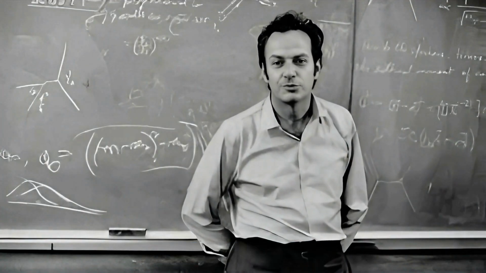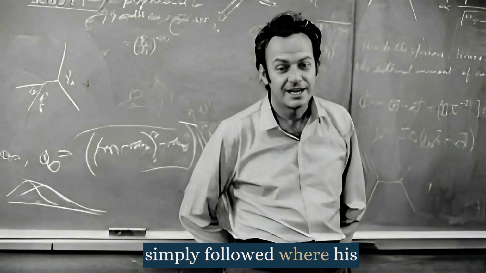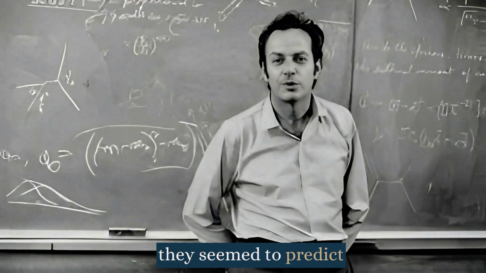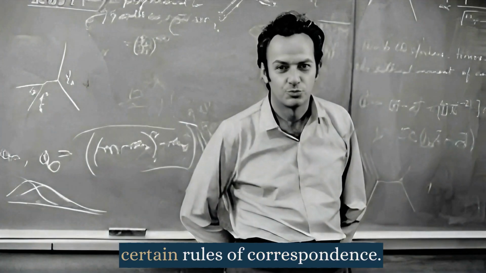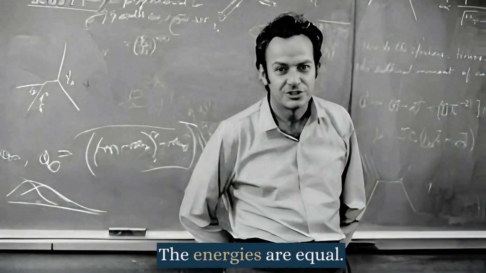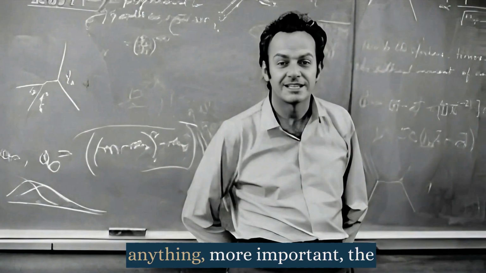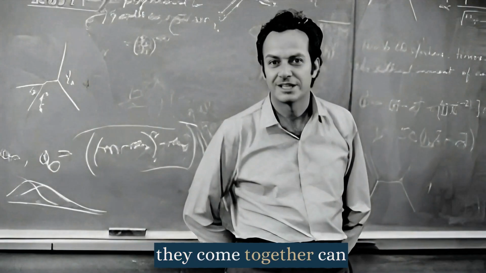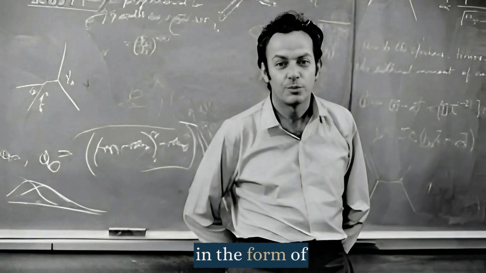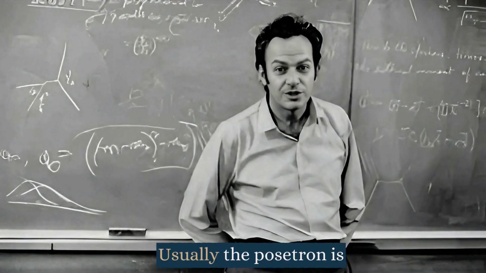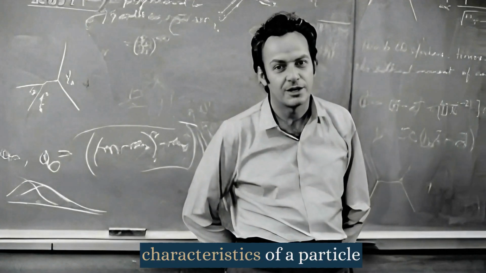The story of this prediction is remarkable really. Dirac simply followed where his equations led even when they seemed to predict something impossible. All the properties of these two particles obey certain rules of correspondence. The energies are equal, the masses are equal, the charges are reversed, but more important than anything, the two of them when they come together can annihilate each other and liberate their entire mass in the form of energy, gamma rays.